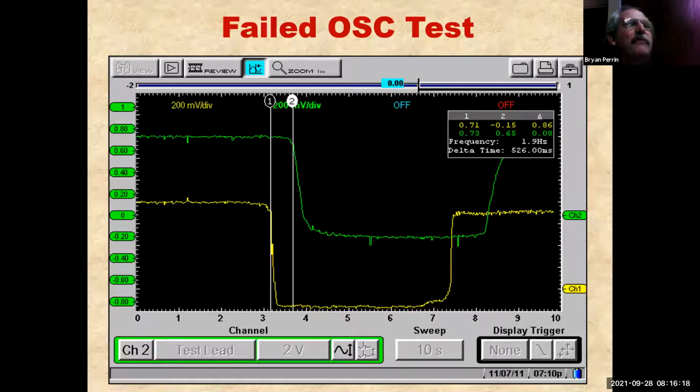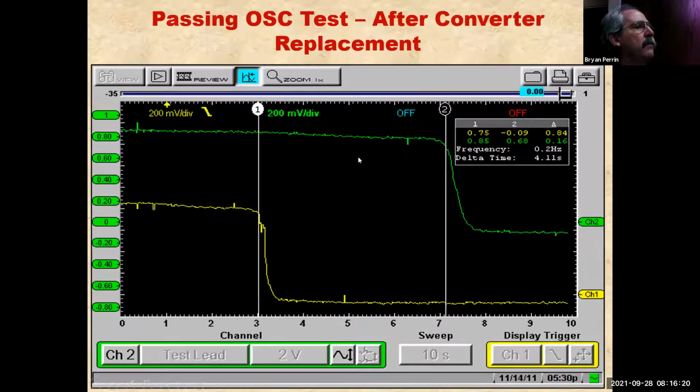A new aftermarket converter was installed. And although not a great result, we can see we now have just over 4 seconds of oxygen storage capacity. So enough to keep the light off. What's more, we can see a dramatic difference between the two tests. So here's cursor 1, here's cursor 2, and here's my delta time between the two cursors.